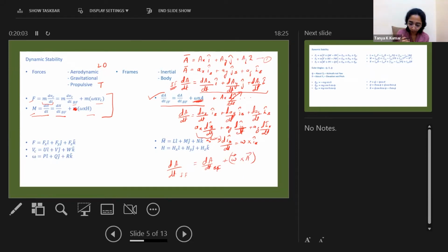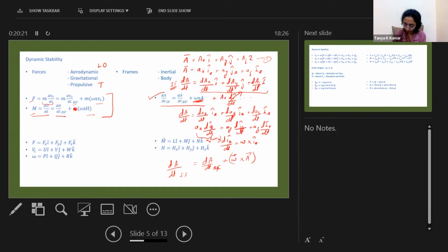Why are we doing this? Because in the body frame, it's easier for us to measure the various components that we would require for analysis, okay? But your equations are valid only in the inertial frame, which is why we need a relationship between the two. So now the various parameters that we use throughout this analysis are given below.